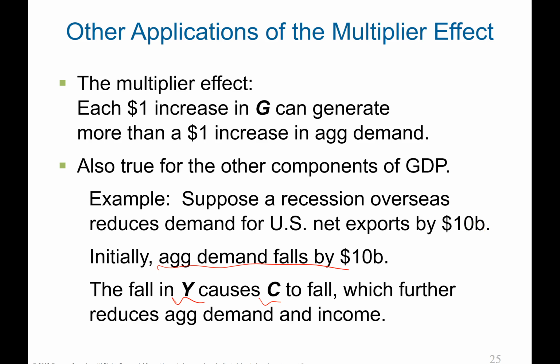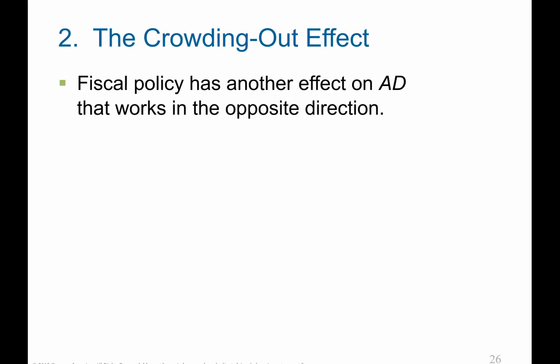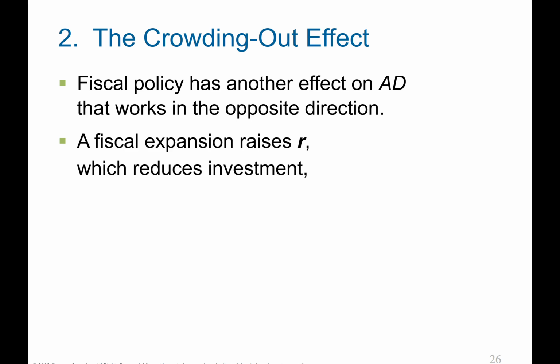Any change in the components of GDP is going to have a ripple effect that is larger than the initial change, and in either direction, increase or decrease. So the multiplier effect is universal. Second thing to know is the crowding out effect. Fiscal policy, the effect on aggregate demand, can also cause a problem, an unexpected problem.